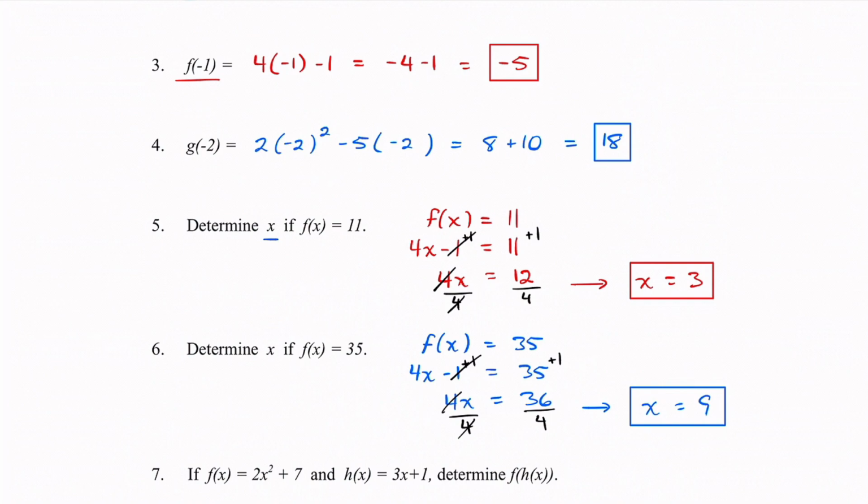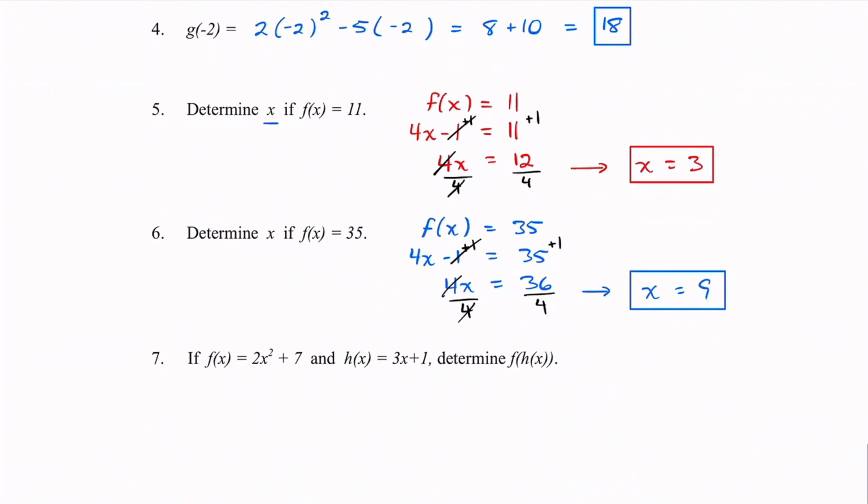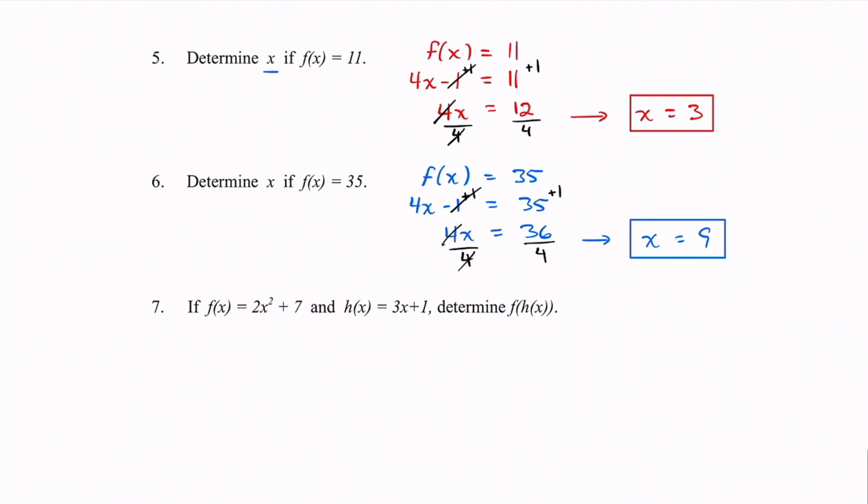5 and 6 are a little bit harder. And then number 7 is really hard. So this one, okay, you're not going to see too many like this. This one's a little bit more difficult. So we are told f of x is equal to 2x squared plus 7. And we are also told h of x, so the function h, is equal to 3x plus 1.